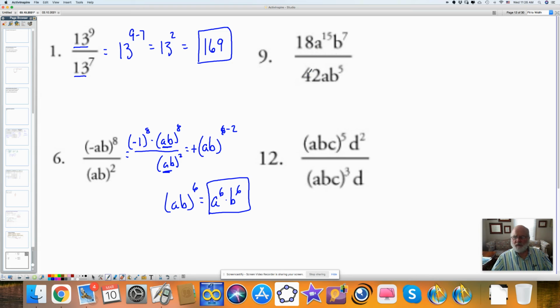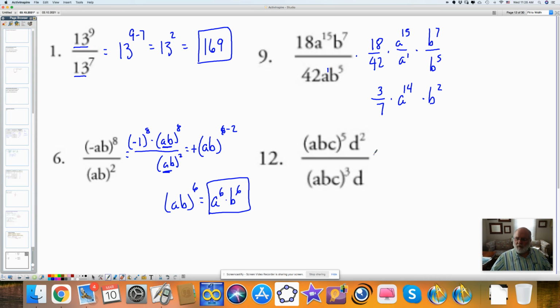Here, I'm going to simplify. I'm going to separate my parts. So I have the same as 18 over 42 times a to the 15th divided by a to the 1 power, b to the 7th divided by b to the 5th power. Now I've got these quotients with the same bases. I can simplify this. 6 goes into 18 3 times, 6 goes into 42 7 times. So that's 3/7. Here we have a to the 15 minus 1, which is a to the 14th, b to the 7 minus 5, which is b squared.